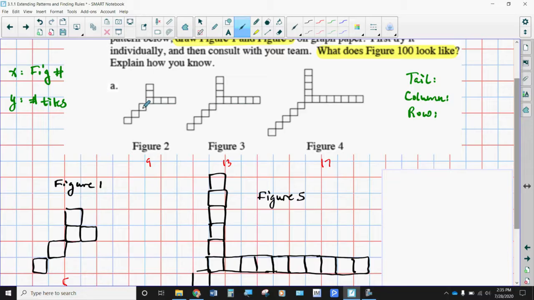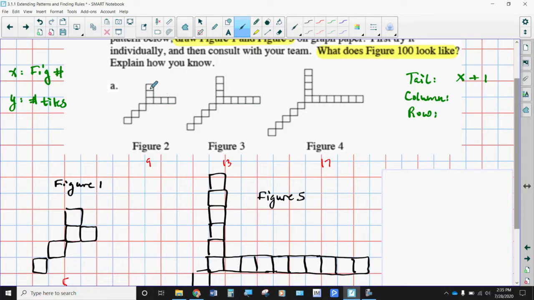For instance, the tail, if x is figure number 2, and this tail has 3 in it, then we can say that whatever our figure number plus 1 is going to give us the total number of tiles in that section, right? Take a look here. Our figure number is 3, 3 plus 1 is 4. Our figure number is 4, 4 plus 1 is 5. So that describes the tail.